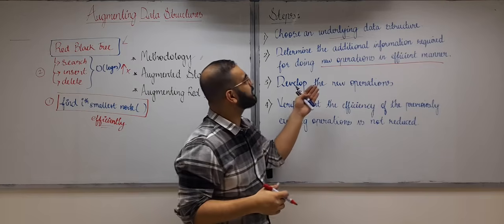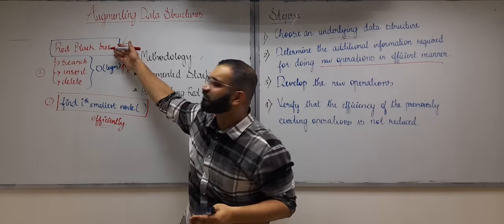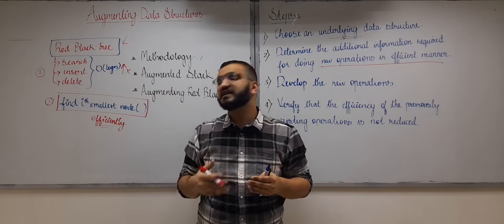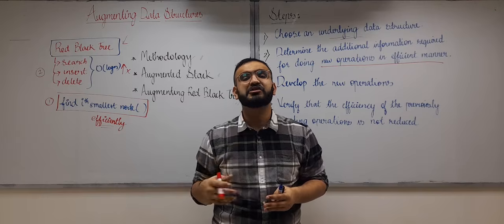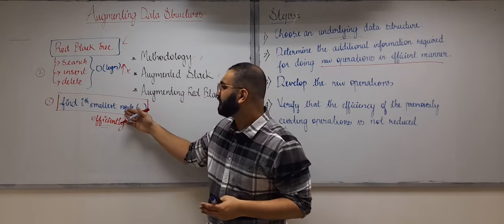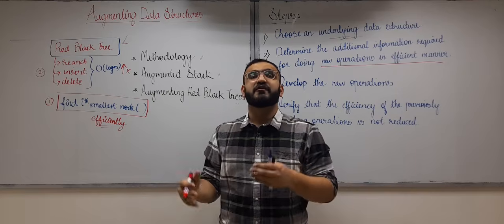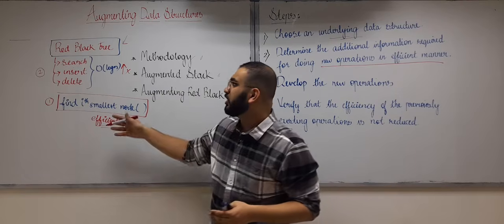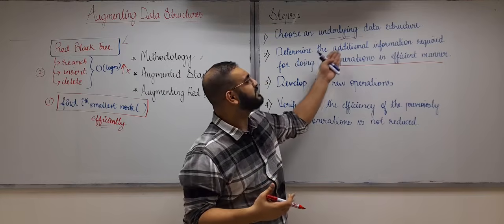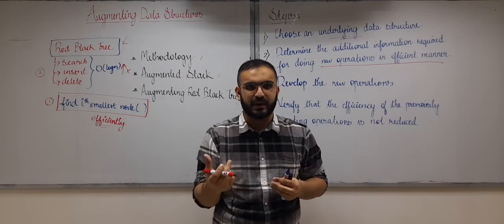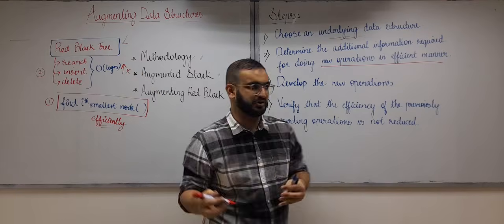So we need to determine what additional information we have to store in this data structure so that we can perform this new operation efficiently, right? And it is not necessary that we just perform one new operation. There can be many such new operations which we want to perform on this data structure. So accordingly, we have to determine the additional information that will be required, or the modification that will be required in case of a data structure, right?